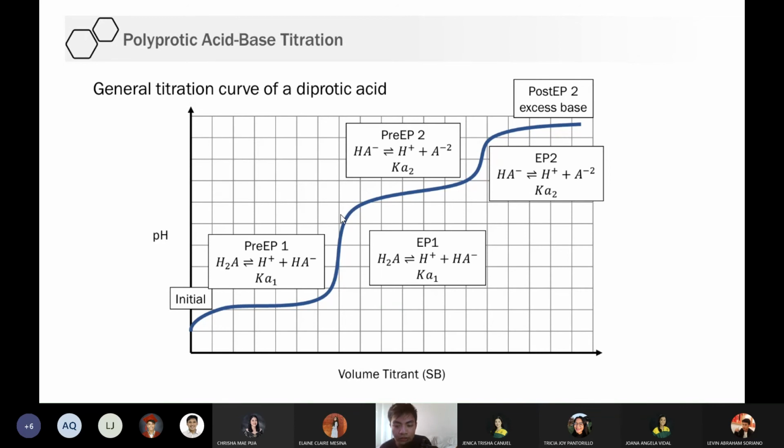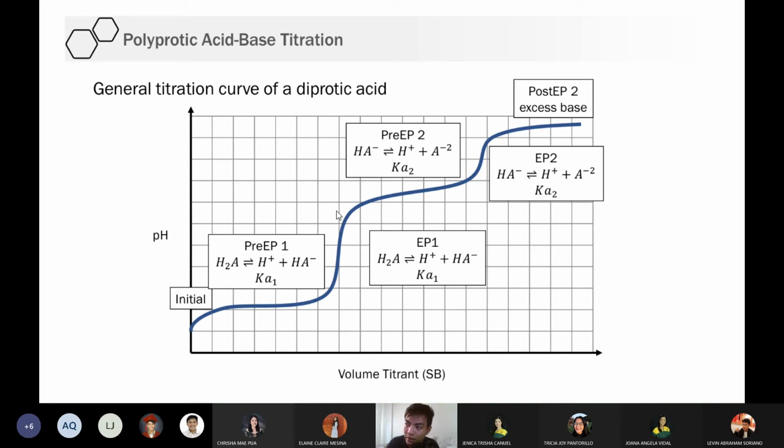This is the titration curve for diprotic acid as na-discuss ko na to last time. No? Pero let's focus on some details. No? Okay. So sabi ko sa inyo, depende sa dami ng proton ng molecule mo, yun dami ng inflection point mo. Pag diprotic, 2 yung H na ma-neutralize. So, 2 yung inflection point.